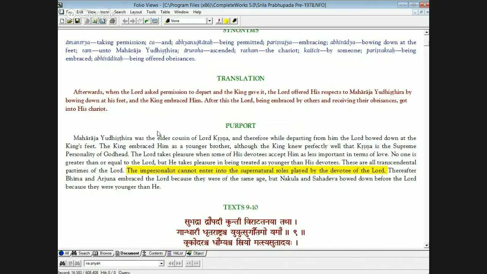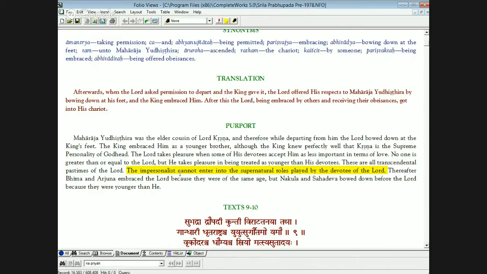Maharaj Yudhishthira was the elder cousin of Lord Krishna, and therefore while departing from him, the Lord bowed down at the king's feet. The king embraced him as a younger brother, although the king knew perfectly well that Krishna is the Supreme Personality of Godhead. The Lord takes pleasure when some of his devotees accept him as less important in terms of love. No one is greater than or equal to the Lord, but he takes pleasure in being treated as younger than his devotees. These are all transcendental pastimes of the Lord.